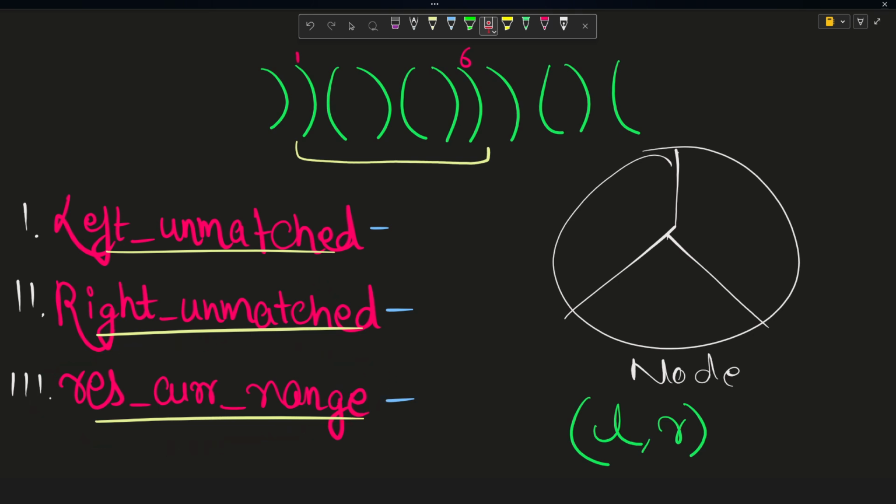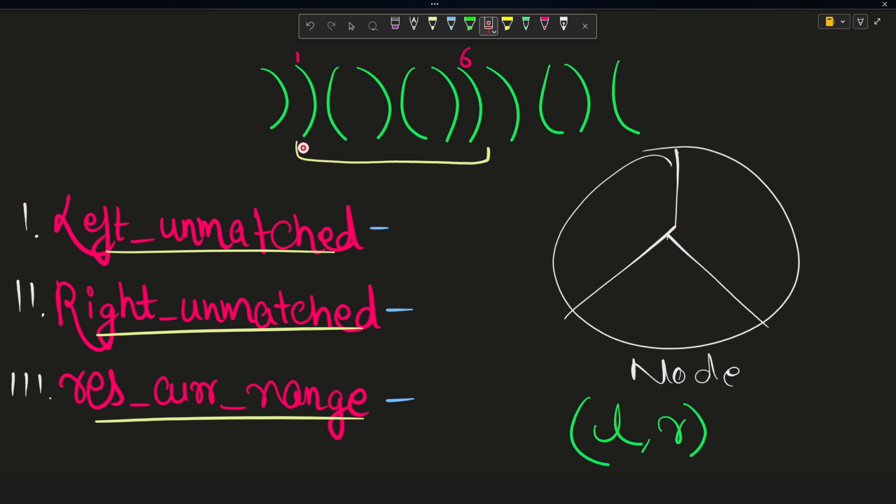So let me tell you once again for those who didn't get it at the first go. We took 3 variables, and each node will store these 3 variables. One will store the result that the question wants us to calculate, that is the length of the maximum correct bracket subsequence, so there is no problem in this. But what are these 2 representing? They represent the number of left brackets and right brackets that are currently not used, or currently not matched with their opposite pair, right?